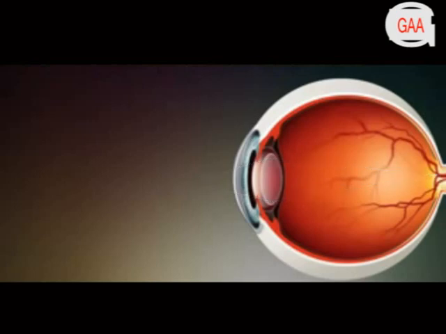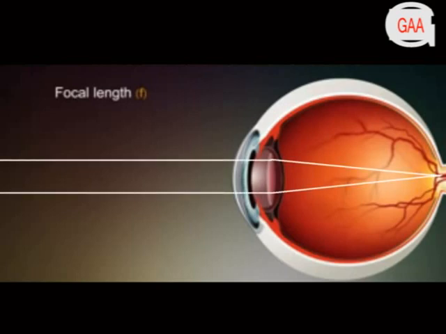Accommodation of a distant object. The ciliary muscles relax, thereby increasing the tension of the suspensory ligaments. This stretches the lens, decreasing its curvature, that is, the lens becomes thinner. Light rays from a far object are less refracted and hence focused on the retina.